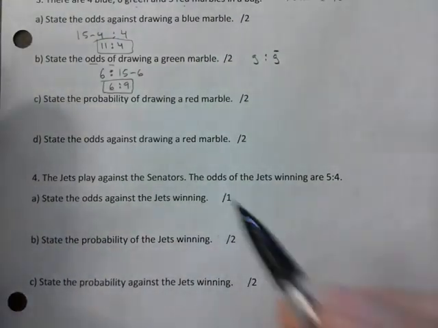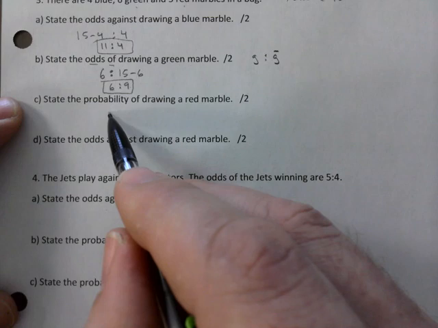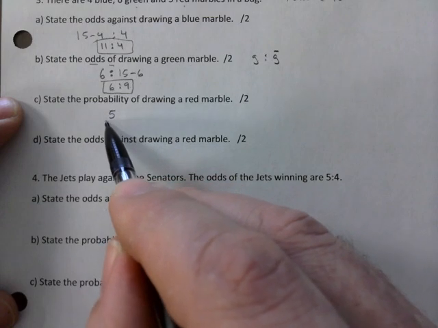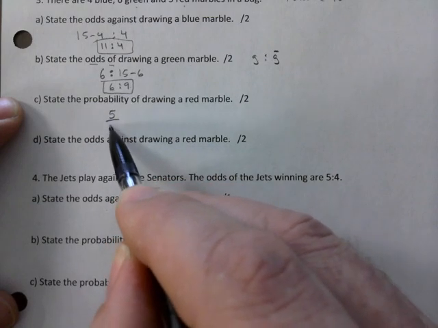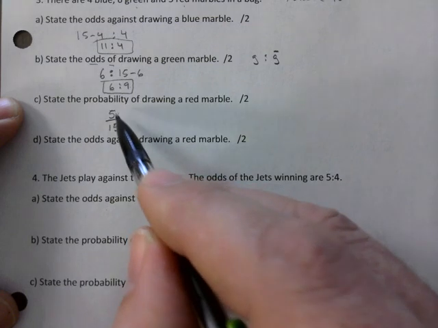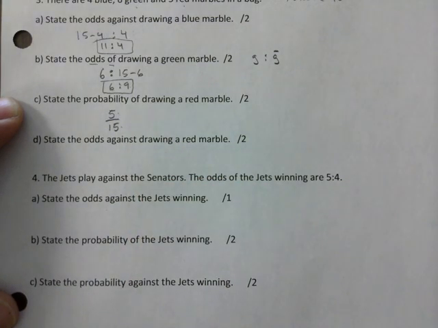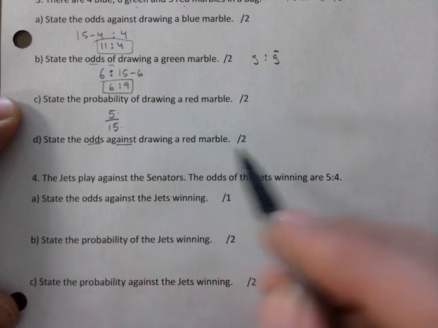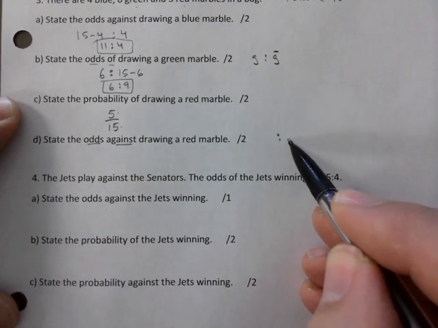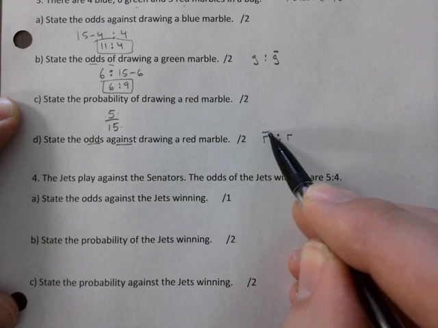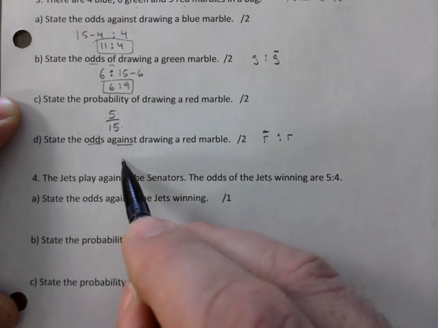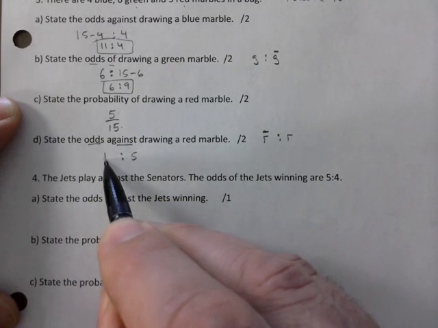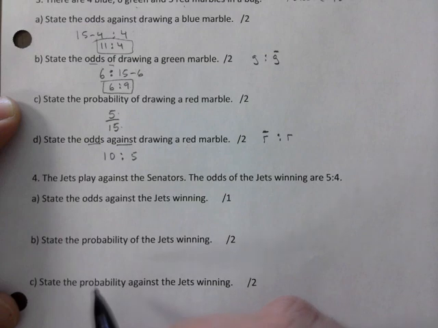State the probability of drawing a red marble. Probability of red, there are 5 reds out of 15 total, like that. So you got 1 mark for each correct entry there. The odds against a red marble. So if it's against, that means that red is going to be there, not red is going to be here. So I want 5 and 10, right? Because it's 15 minus 5. So just like that.